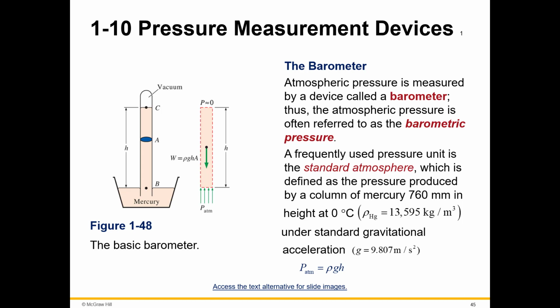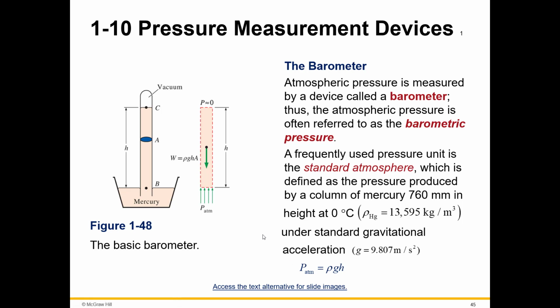A frequently used pressure unit is the standard atmosphere, which is defined as the pressure produced by a column of mercury 760 millimeters in height at 0 degrees Celsius. And you've got that row there. Under standard gravitational acceleration, remember we've got that gravitational constant because we're here on Earth, 9.807 meters per second squared. And so right down here, you've got a formula for atmospheric pressure.